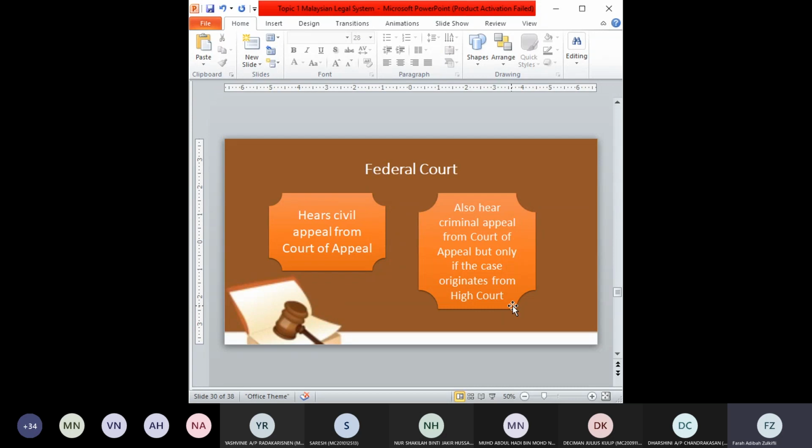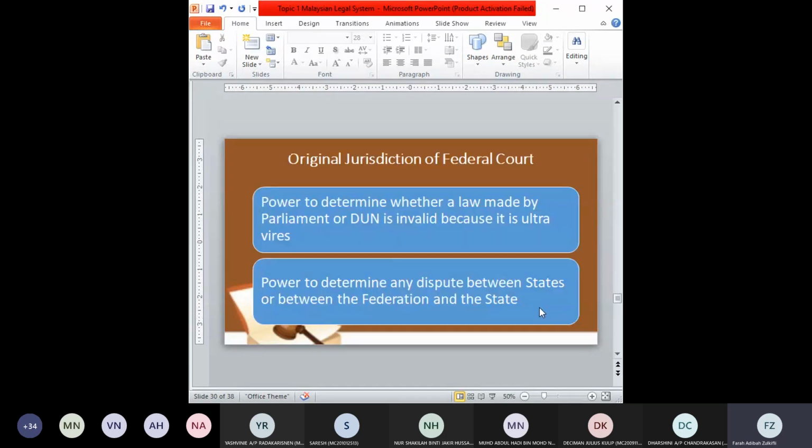And the Federal Court also has some original jurisdiction. So they can hear some cases for the first time, but only in these matters. Only these two things can be heard for the first time in the Federal Court. First one, the power to determine whether a law made by Parliament or the State Legislative Assembly or DUN is invalid.